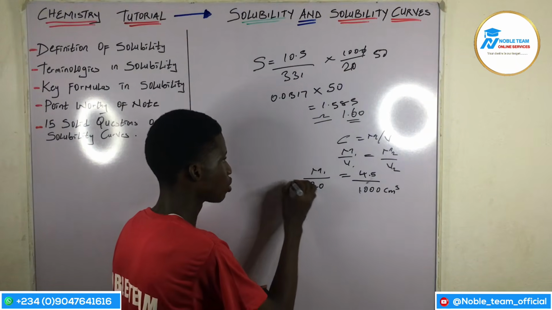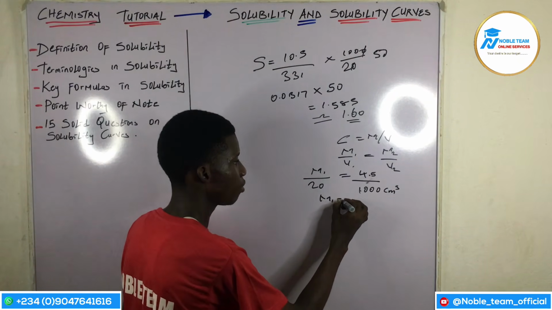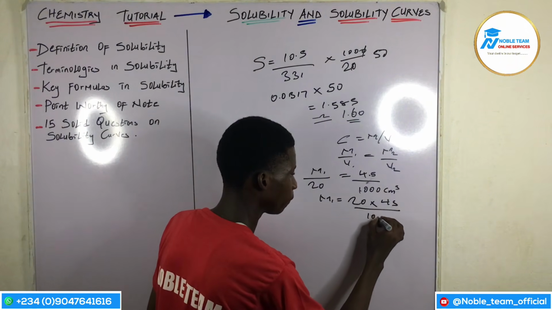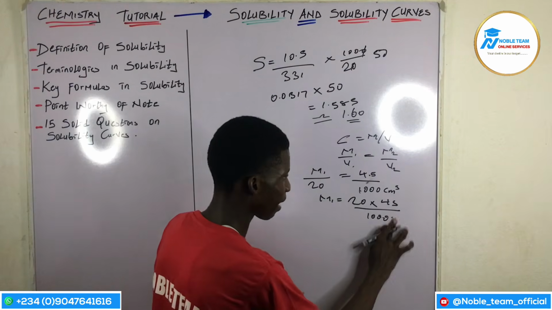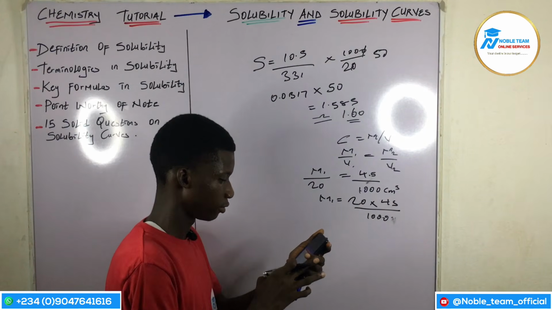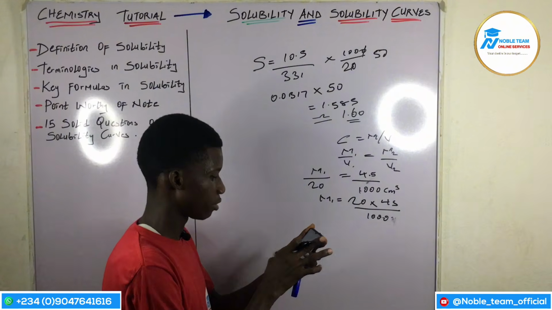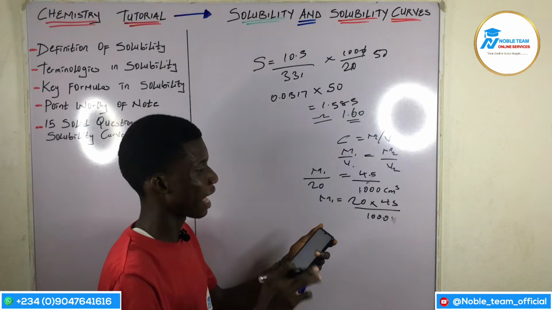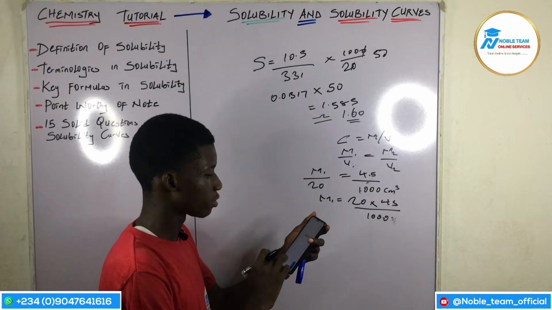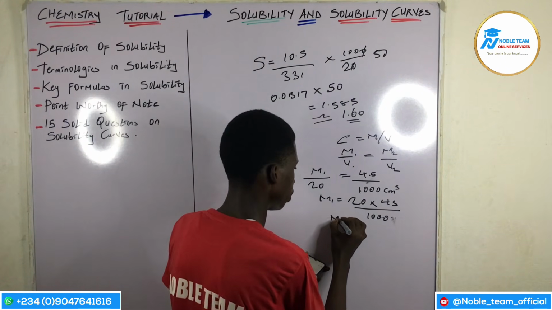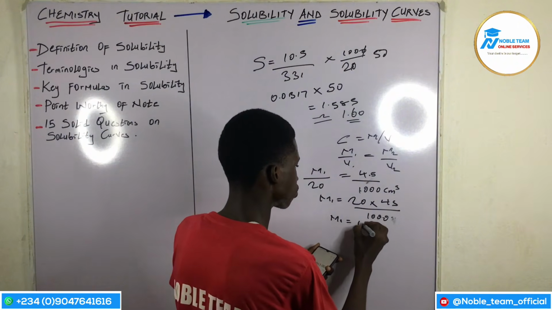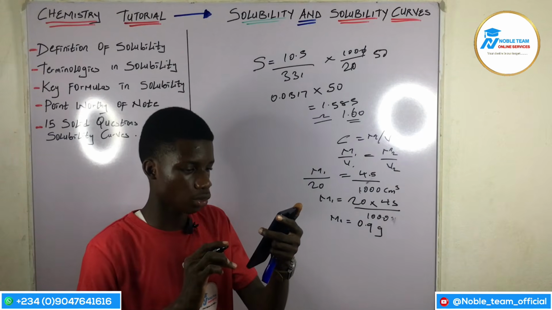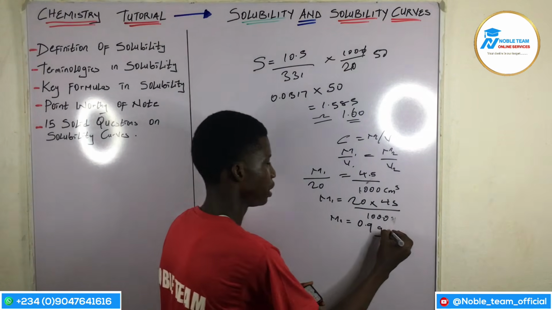Now making M1 the subject of the formula, I have M1 is equal to 20 multiplied by 45 divided by 1000. Now let's multiply. 20 multiplied by 45 is 900. 900 divided by 1000 is 0.9. It simply means that the Fox mass is 0.9 gram. Now let's look into the question to know which option is correct. Option D is correct.